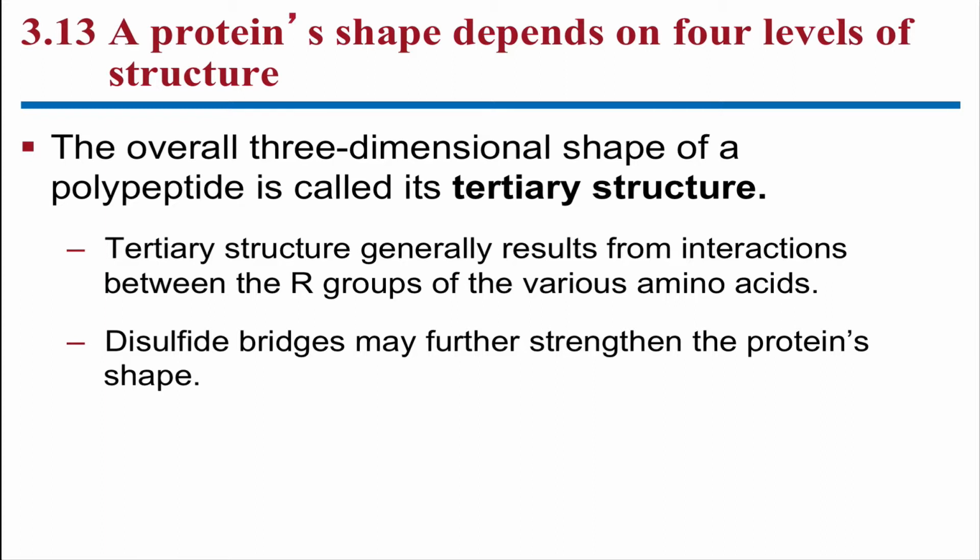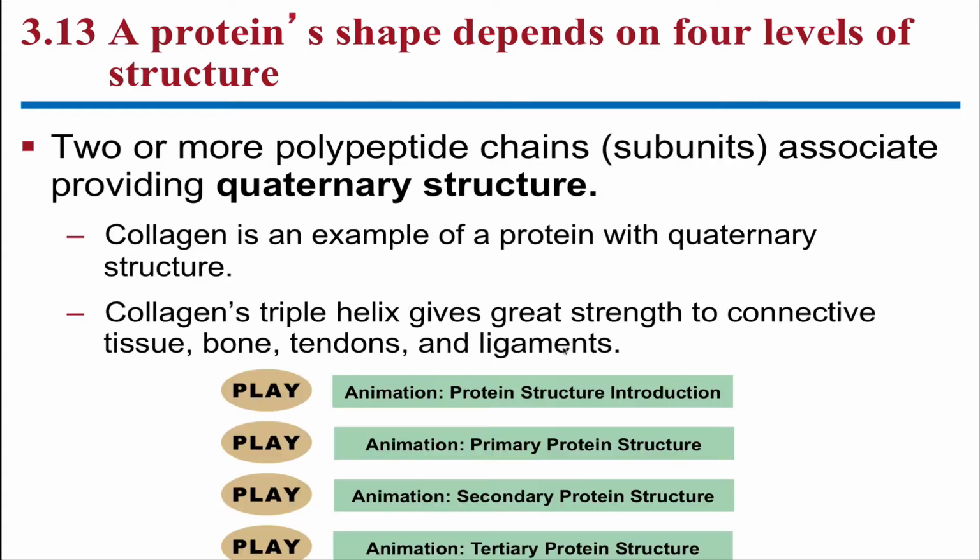So the overall 3D shape of a polypeptide is called the tertiary structure. The tertiary structure generally results from interactions between the R groups of the various amino acids. So what's there? Is that R group hydrophilic? Is it hydrophobic? It's going to determine if that part of the polypeptide sequence is facing out towards the water environment or inwards, for example. Disulfide bridges also help stabilize that protein shape.